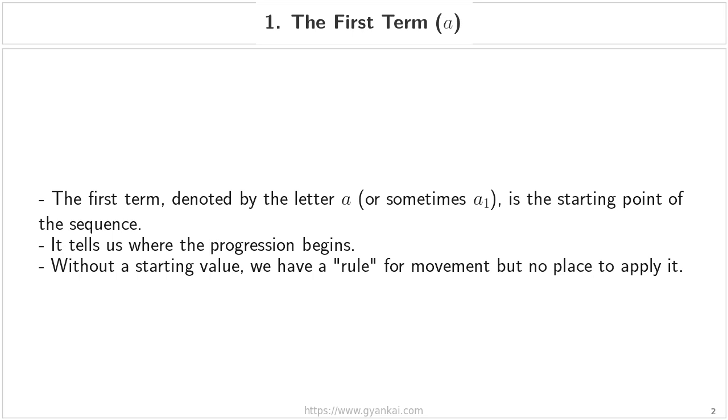To put this into perspective, imagine you have a set of instructions on how to walk, but you haven't been told where to stand. You might have a rule for how many steps to take, but without a starting value, you have a rule for movement but no actual place to apply it. That is why the first term is so critical. It provides the foundation upon which the rest of the sequence is built. Now that we understand that an arithmetic progression requires specific building blocks, let's look at our very first essential component.